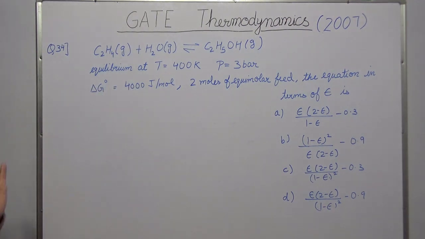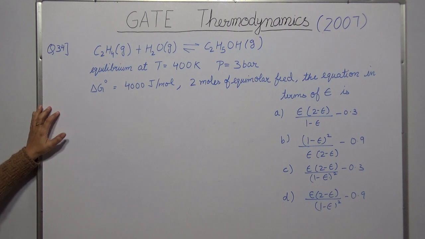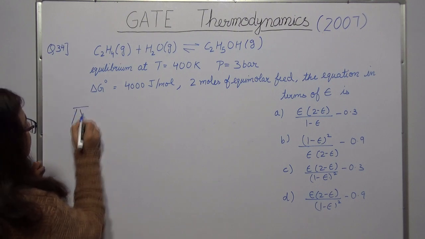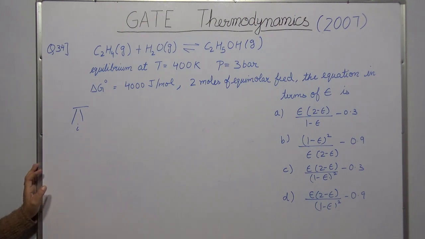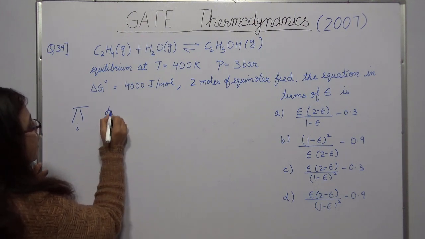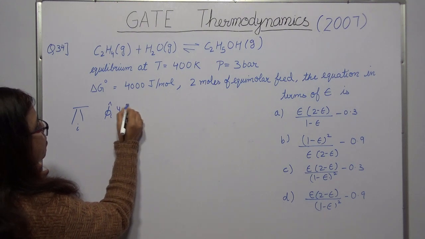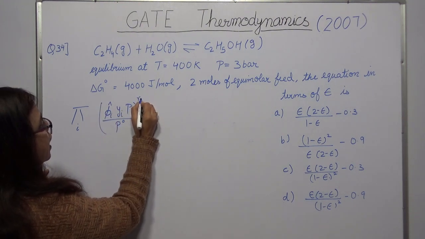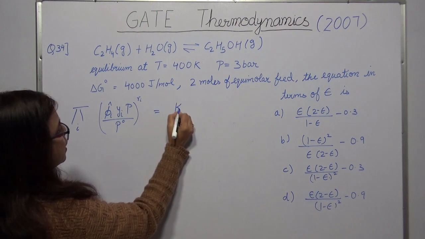Fine. So we have seen such type of problems before as well. So what I have told you, first of all, write down the equation which you have to use. So the equation was product over all i of phi_i cap y_i P upon P naught raised to nu_i, that is equal to K.